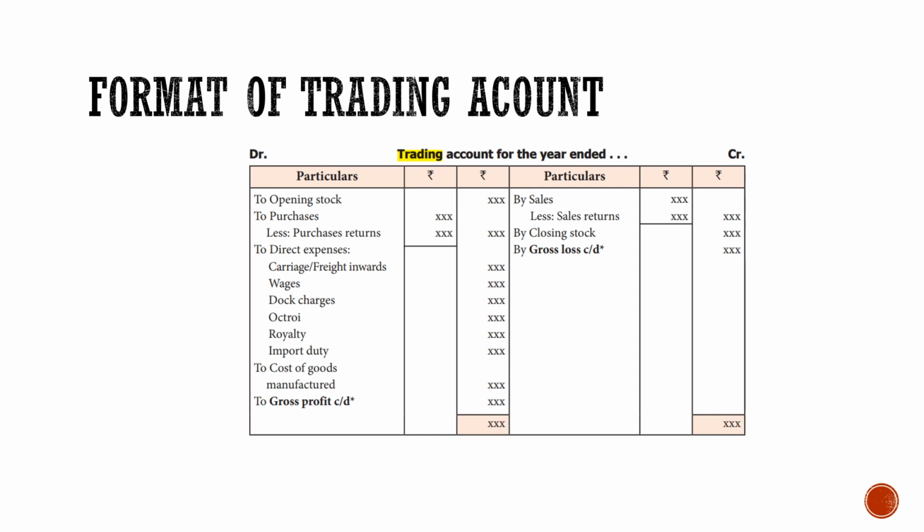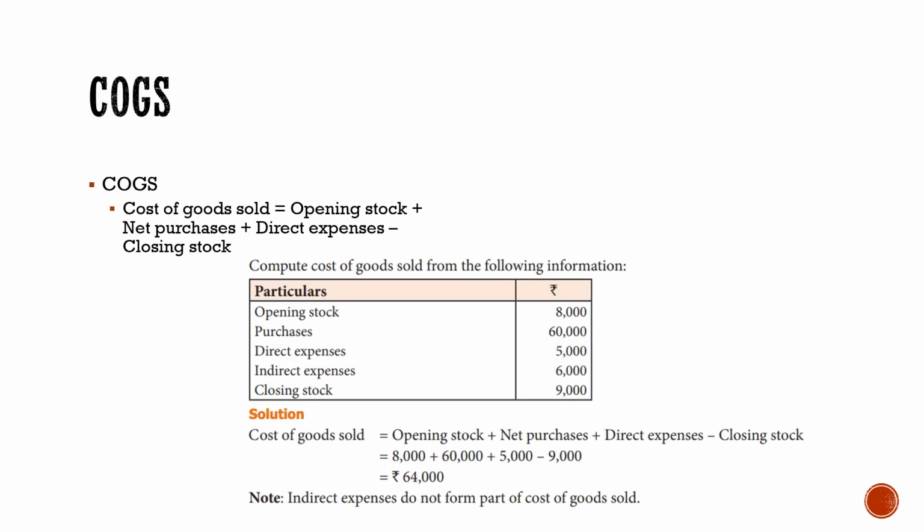So we have to find the sum of debit side and credit side, and we will get some value. If the debit side is greater, it has a loss, that is gross loss. If the credit side is more, we have profit, so we have to take it into the debit side. So if credit side is more, it's a profit. If credit side is less, it's a loss, gross loss. So by the end of the trading account, we will get gross loss or gross profit.